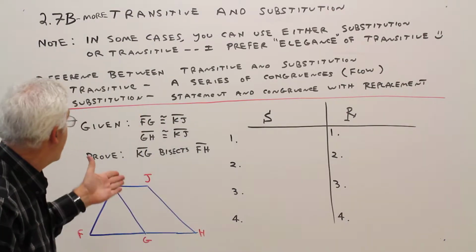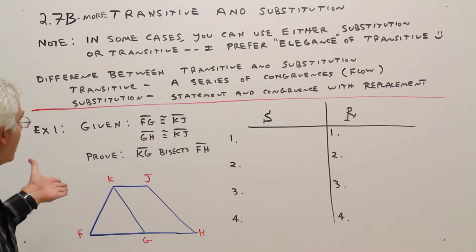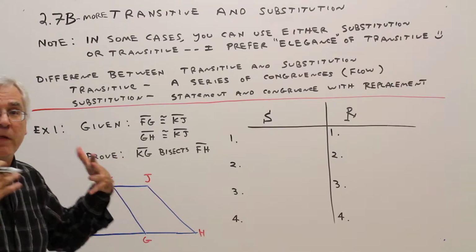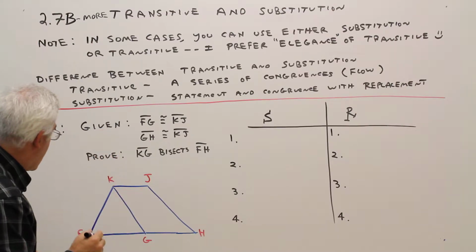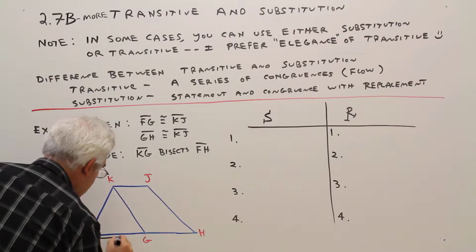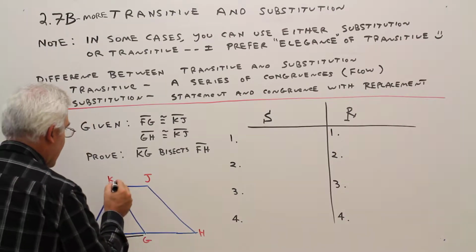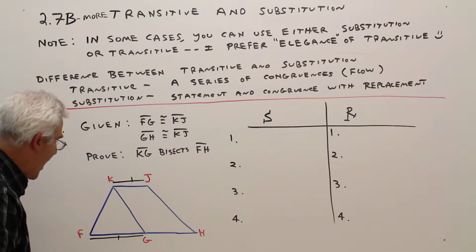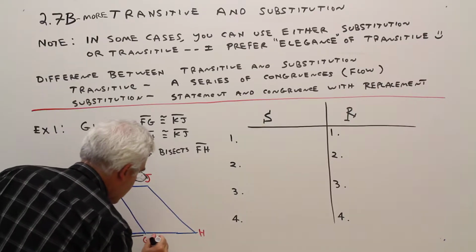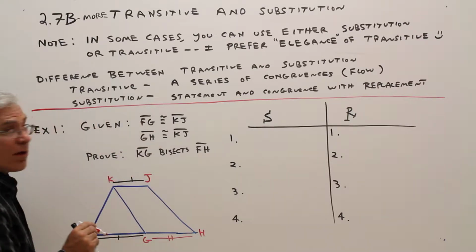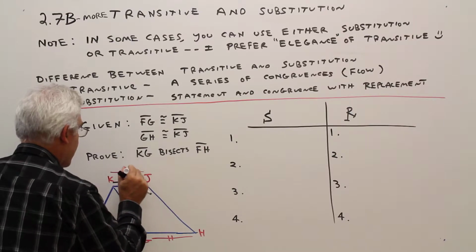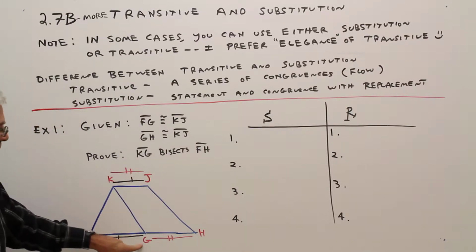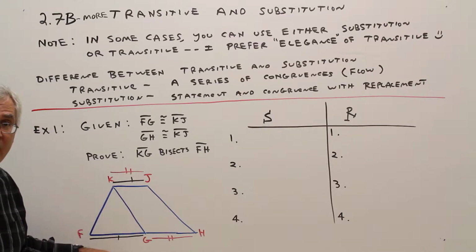All right, so let's take a look at a proof. Example 1. So given this information, let's mark it up. FG is congruent to KJ. So just go tick, tick. GH is congruent to KJ. Prove that KG bisects segment FH.